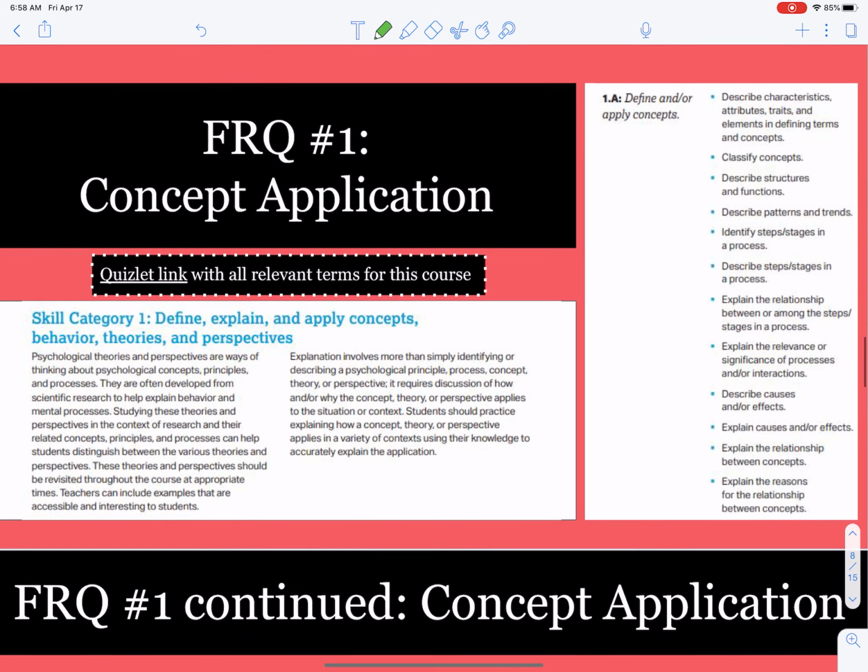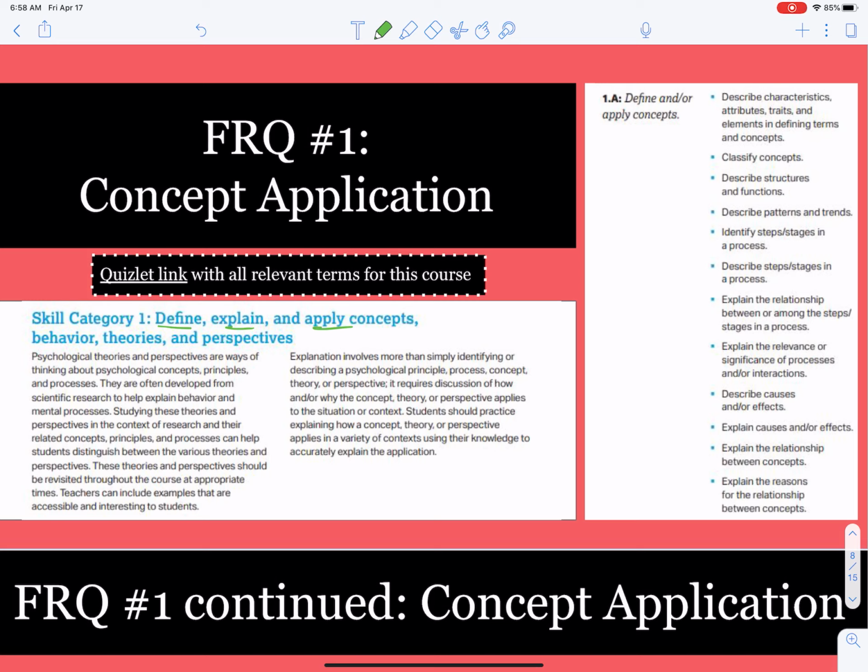Okay, now, what do they actually want you to do? When we're talking about concept application for the first FRQ, they want you to be able to define, explain, and apply concepts and theories and behaviors and perspectives to the situation that you're given. Okay, so we are going to talk more about that when we get into FRQ writing, but I wanted you to see the list that they expect you to be able to do.